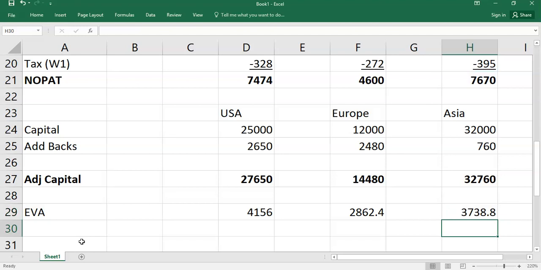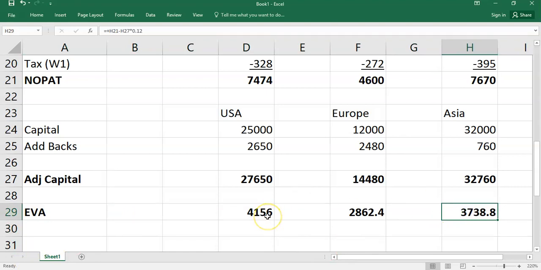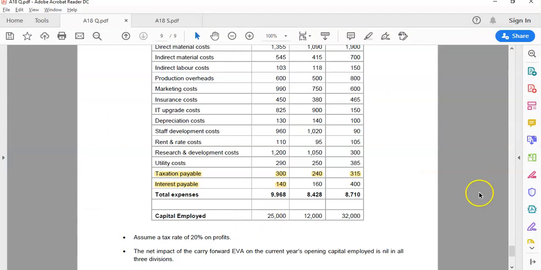So look at what's happened now. The Asia division is no longer the best performing. It is now the second best performing. The best performing division is USA when you look at EVA. And a good student, pause it now and see, can you go back and figure out why is that happening? Why has the ranking changed?